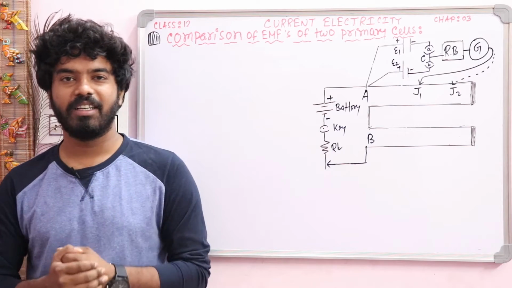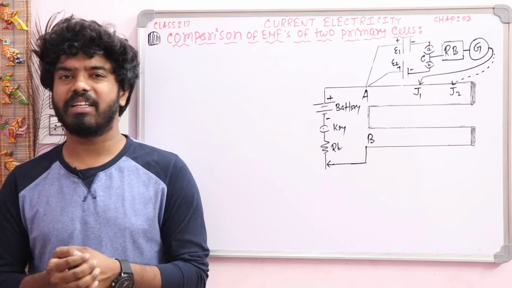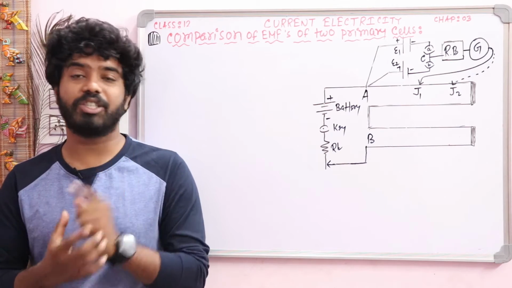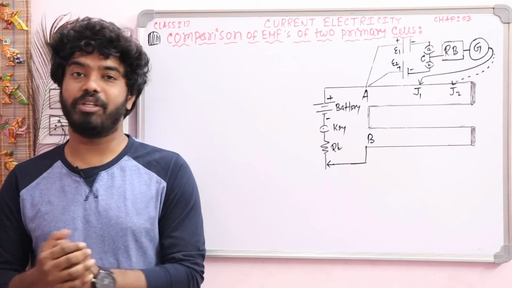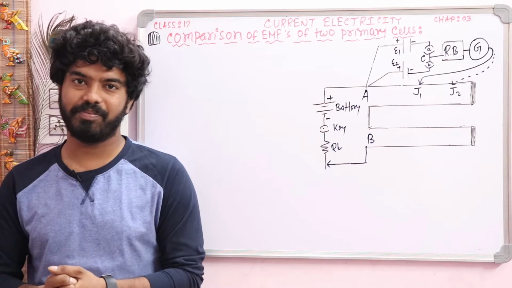Application number 1, with the help of potentiometer we can compare the EMF of 2 primary cells. And application number 2, with the help of potentiometer we can find out the internal resistance of a cell.